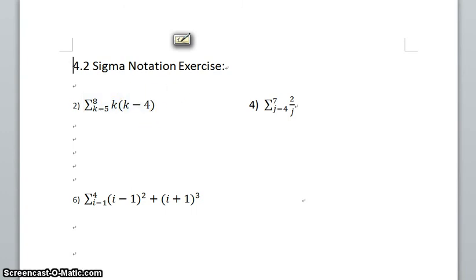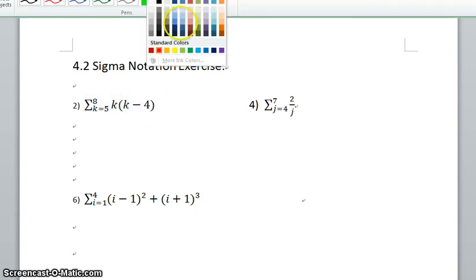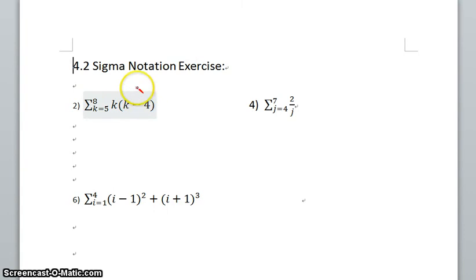The sum of k times (k minus 4). This is your summation symbol. Okay, this is your term. Every term looks like this. And k in here is your index, so that is something that will change. It's starting from 5 and goes all the way to 8. So if I write it out, what does it mean? It means every term looks like this: k and k minus 4.